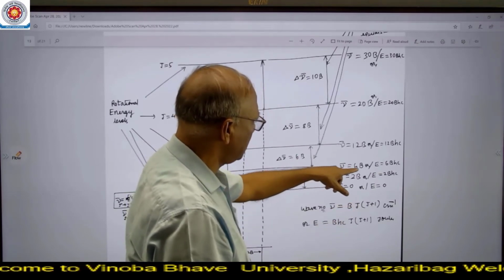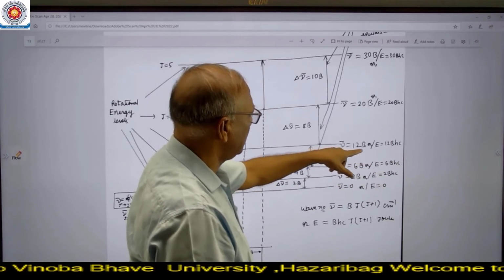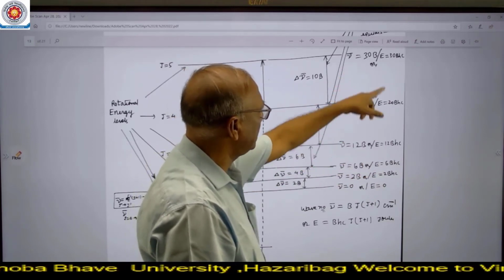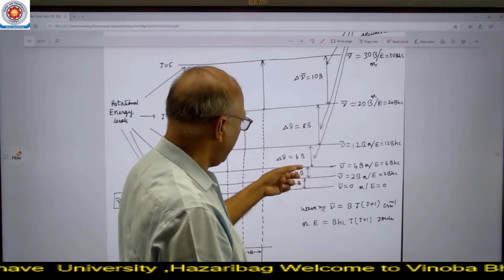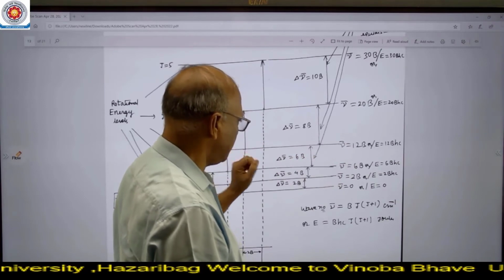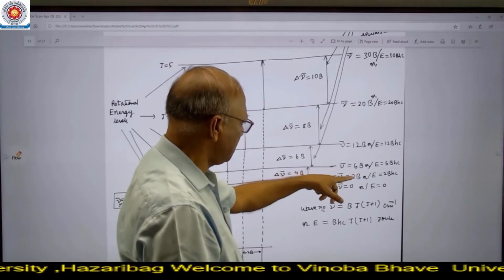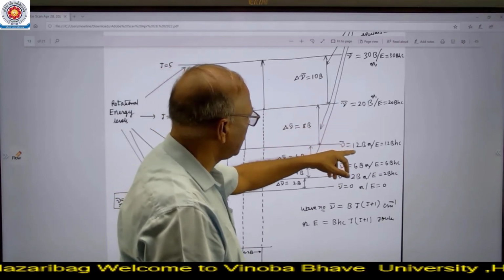Again, these are the values which are obtained from this formula. So nu bar is equal to 6B, E is equal to 6Bhc, nu bar is equal to 12B, 20B, 30B. Here it is also in terms of energy. And if we take the difference, here the difference becomes 12B minus 6B, 6B. Here the difference becomes 6B minus 2B, it is 4B. Here it is 20B minus 12B, 8B.